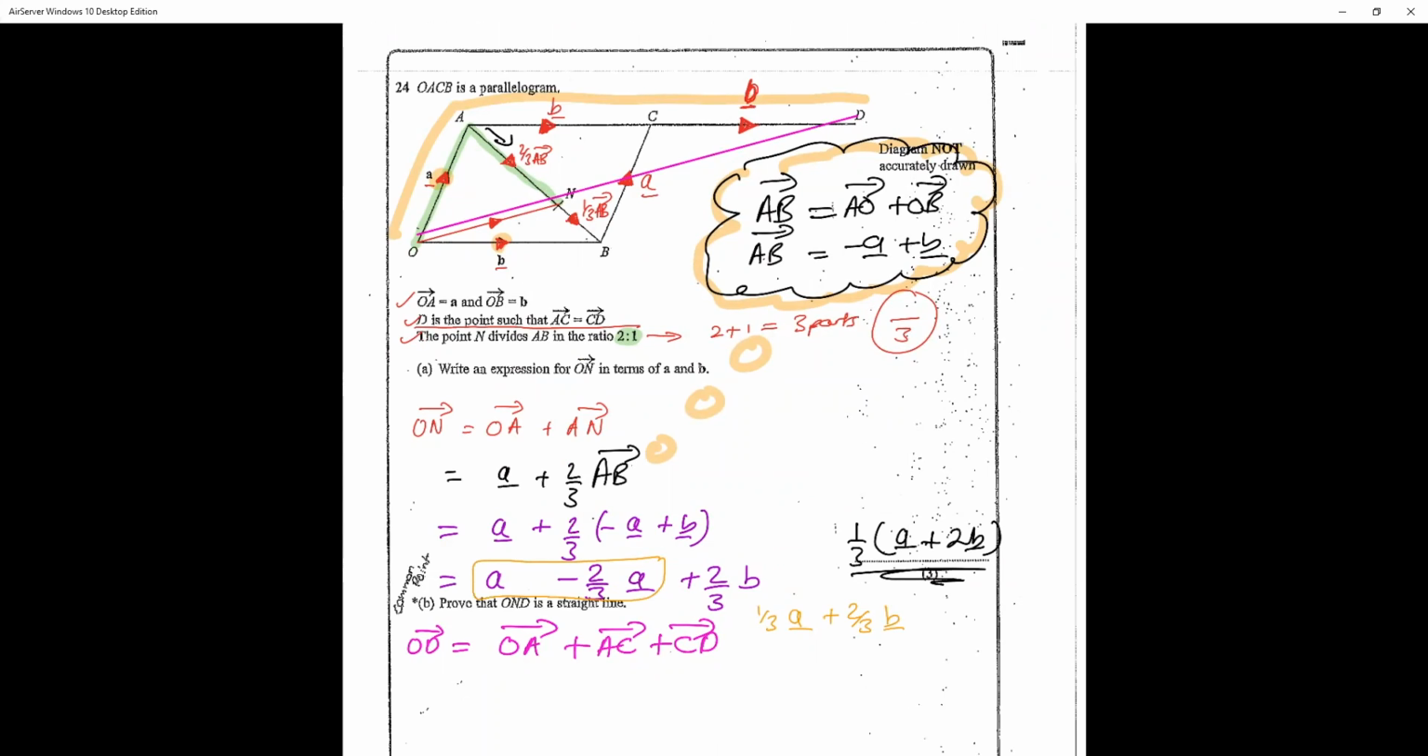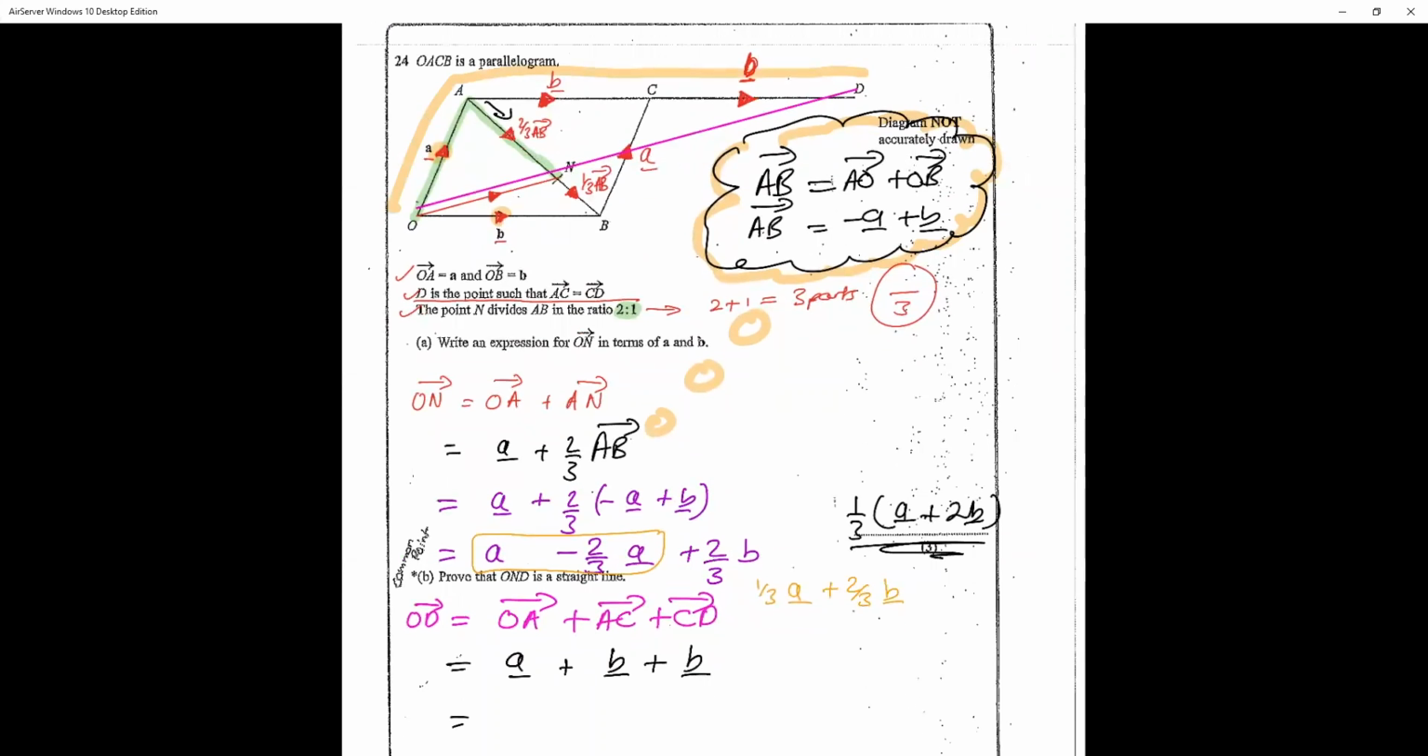Yeah. Okay, so give me the first part of the route. What's O to A? That's going to be A. And what's A to C? That's going to be B. And what's C to D? B again. So can you simplify that for me, please? That's going to be A plus 2B.